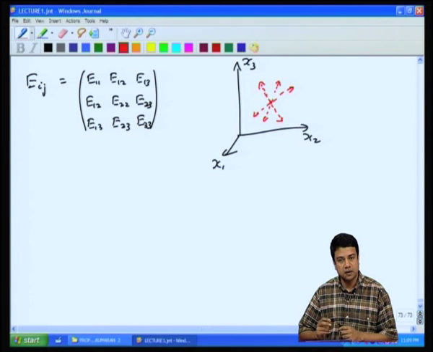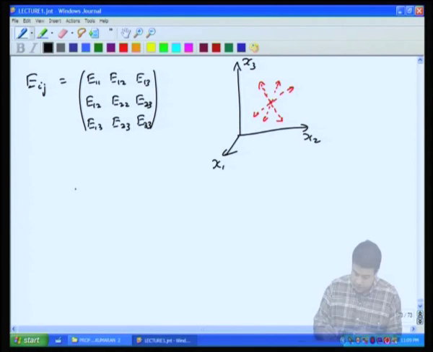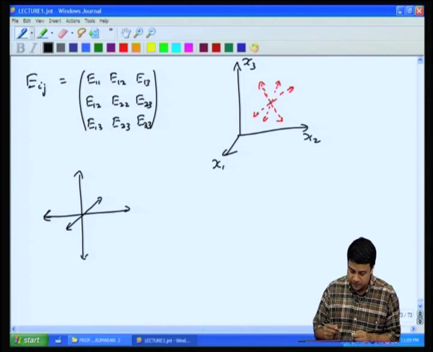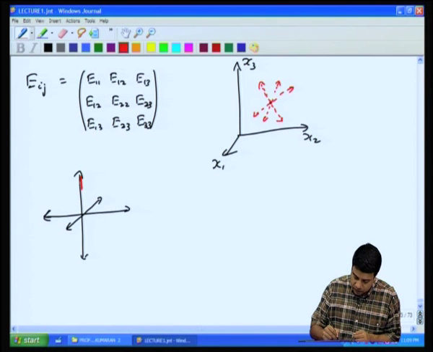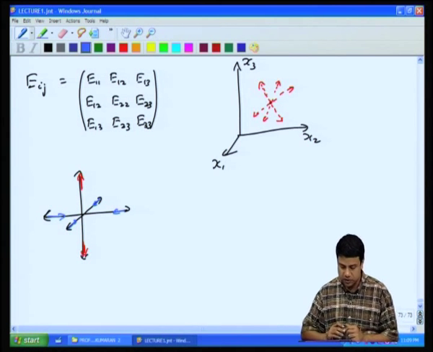So, therefore, you can have either 2 positive eigenvalues and 1 negative, 2 negative and 1 positive, or 1 zero, 1 positive and 1 negative. If I have 1 positive eigenvalue and 2 negative eigenvalues, that means that at this point along the 3 principal directions, I am having extension in one direction and compression in the other 2 directions.